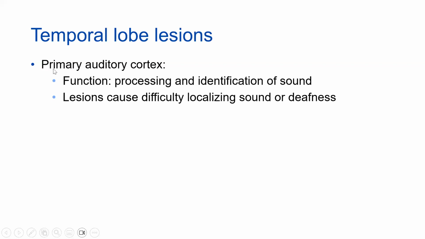So the temporal lobe, again, is important for processing and identification of sound. And lesions here can cause difficulty localizing sound, such as where sound is coming from, or can lead to deafness.